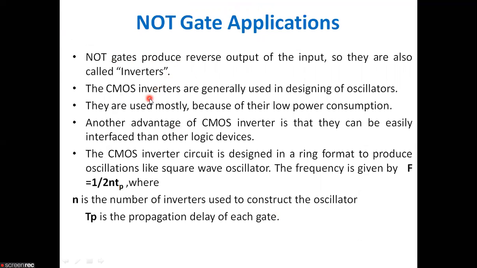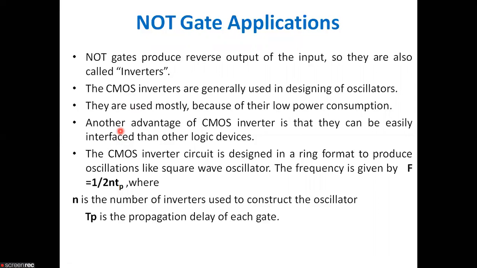CMOS inverters are generally used in the design of oscillators. They are used mostly because of their low power consumption. The CMOS inverter is a very important term. What is the full form of CMOS? Complementary metal oxide semiconductor. This CMOS consists of NMOS and PMOS.